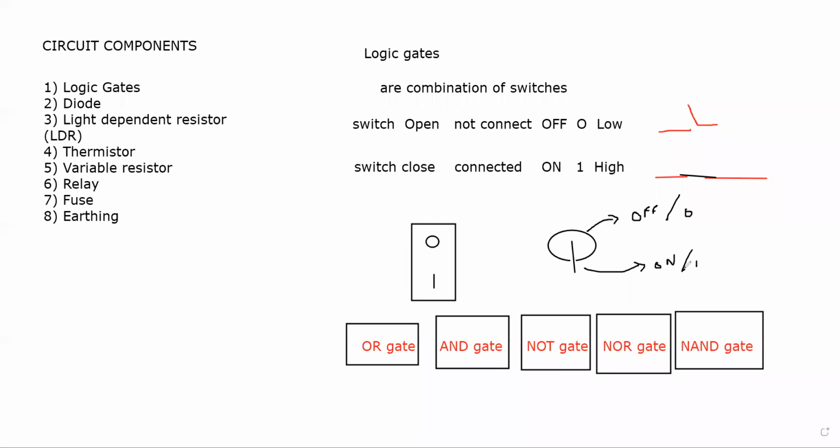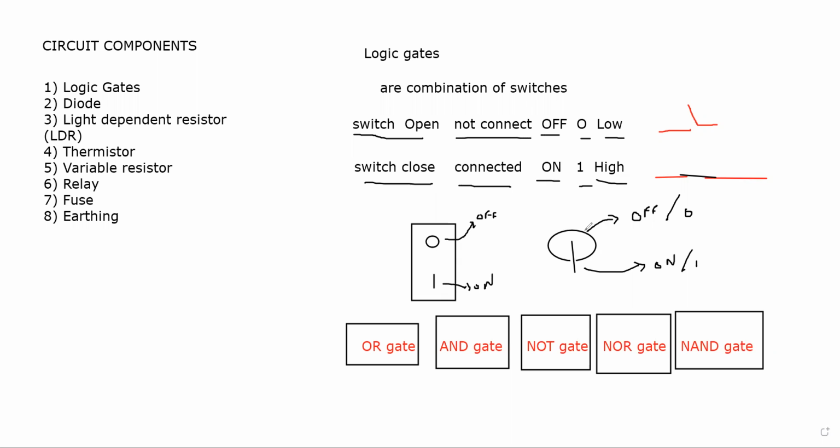The first one is the logic gates. Logic gates are basically a combination of switches. A switch can be open, which means not connected, off, 0 or low. Or a switch can be closed. Closed switch means connected, on, high, or 1. And if you're using buttons, you will find it written 0 and 1. The term 0 means off and 1 means on.